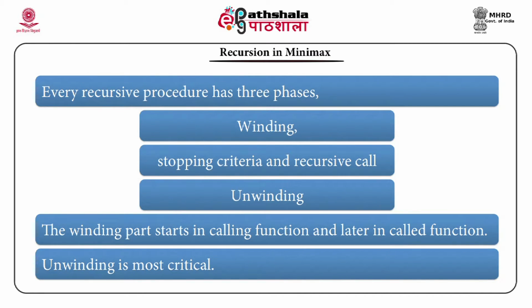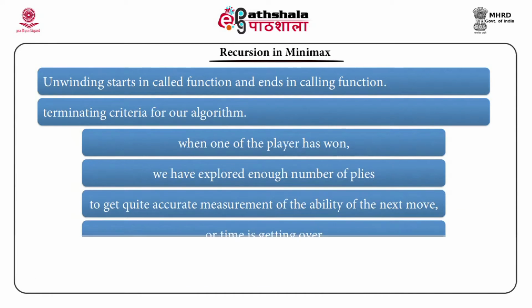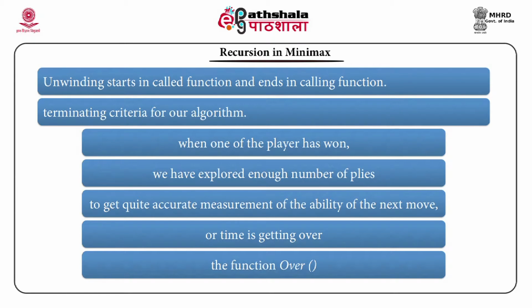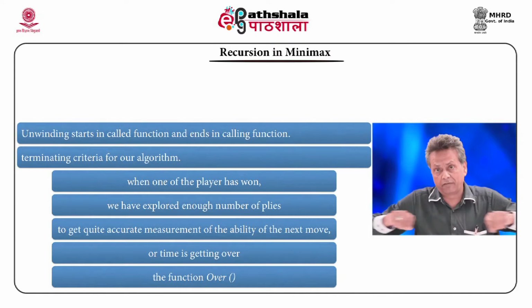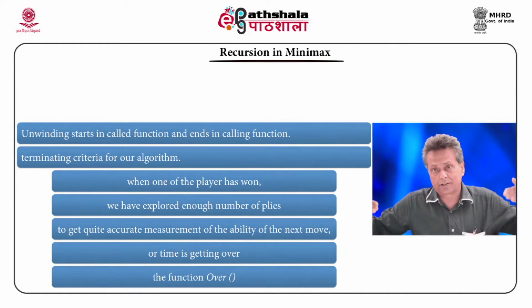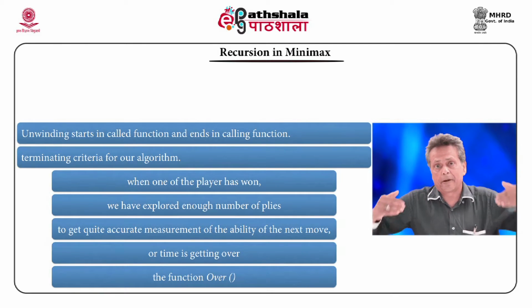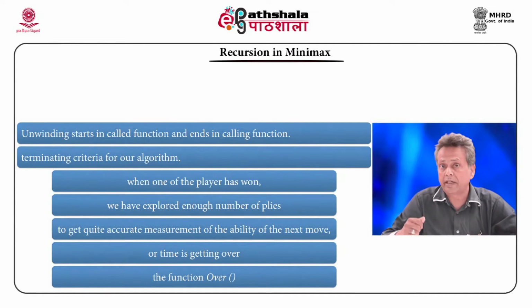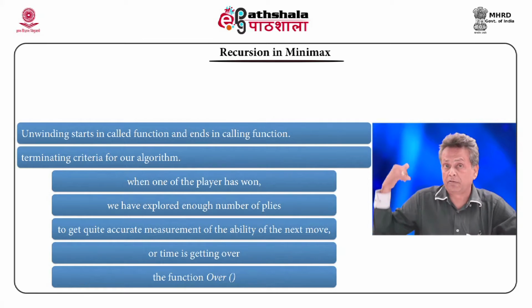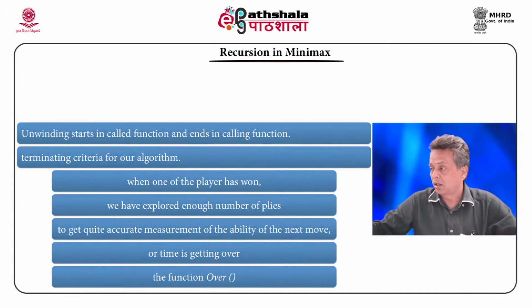Otherwise, if you write the algorithm in a different, the iterative way, it is going to be very tough. Unwinding starts in the last function in the chain and then comes back. So that is important here. And remember what I have told you: the leaf nodes, you apply that static evolution function, and then it is passed up. That happens in the unwinding part of the function.